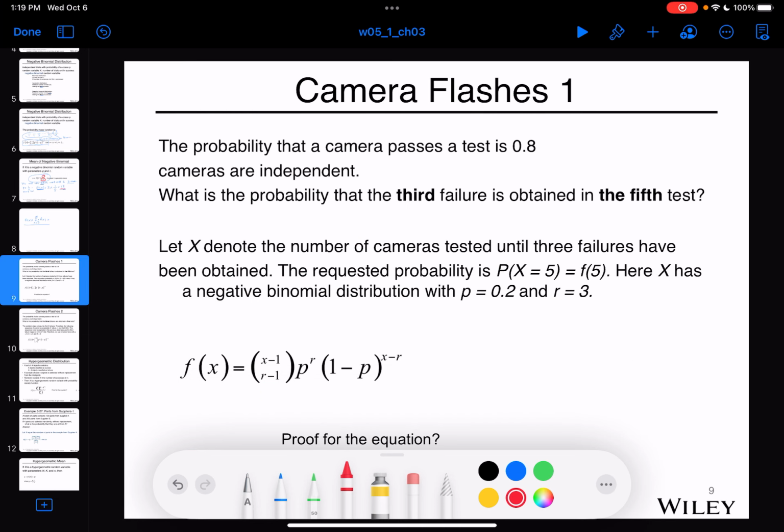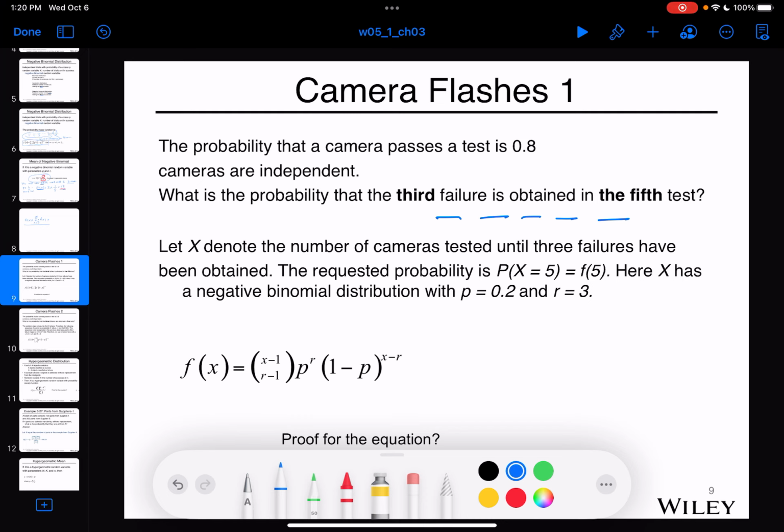So let's look at one example, right? So the probability that a camera passes a test is 0.8, and we know that the cameras are independent. What's the probability that the third failure is obtained in the fifth test, right? So here, for example, we are interested in having 3 cameras that fail. We want to investigate them to find out why they have failed, right? So this means that we want the third failure to happen in the fifth test, right?